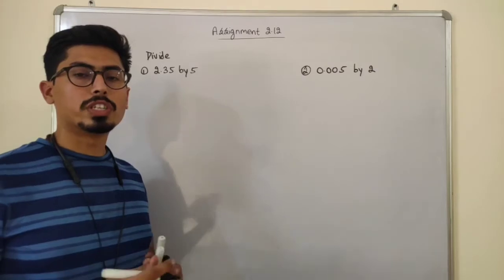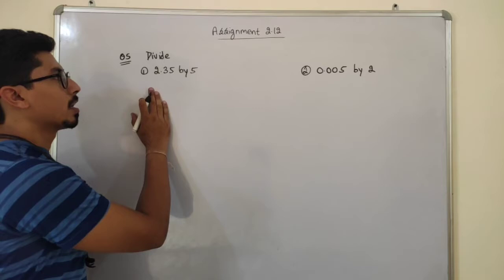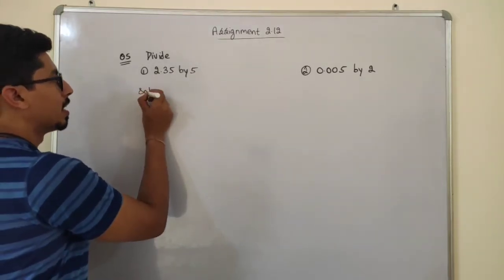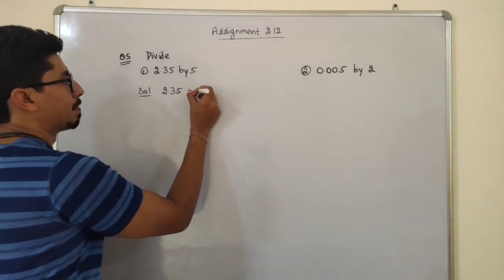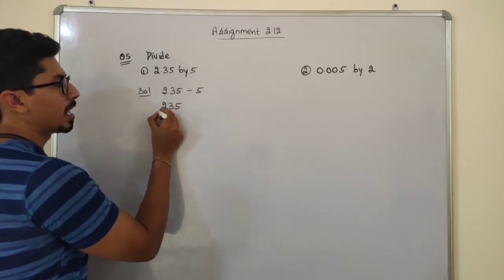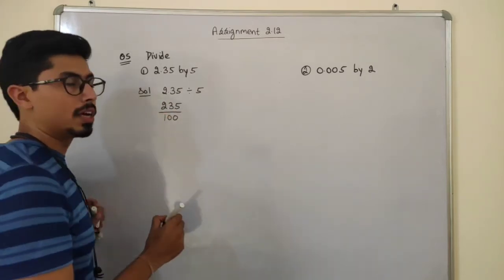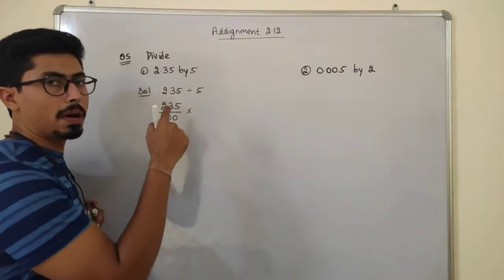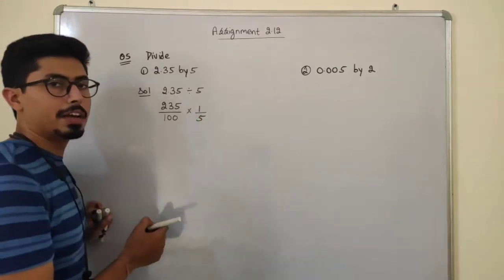Okay. So moving forward to our question number 5, students. Now in this part we have to just divide two numbers again. So the first part contains dividing 2.35 by 5. Okay. So student, 2.35 can be written as 235. After decimal there are 2 digits. So I can put 100 here. Okay. Now replace this division sign with multiplication sign. So the number after it will get reciprocated. So it can be written as 1 by 5, students.